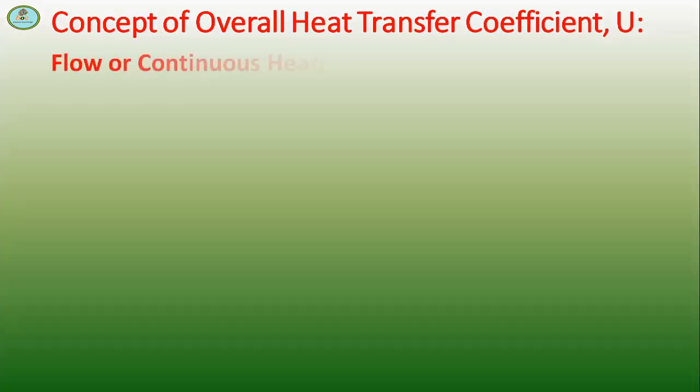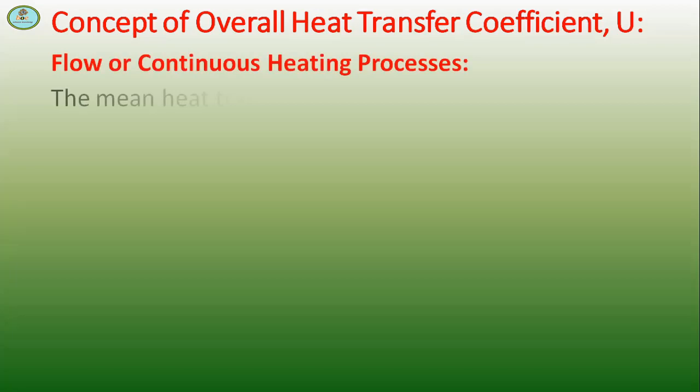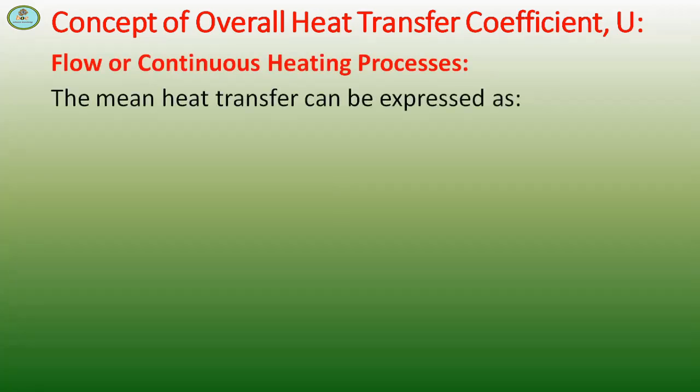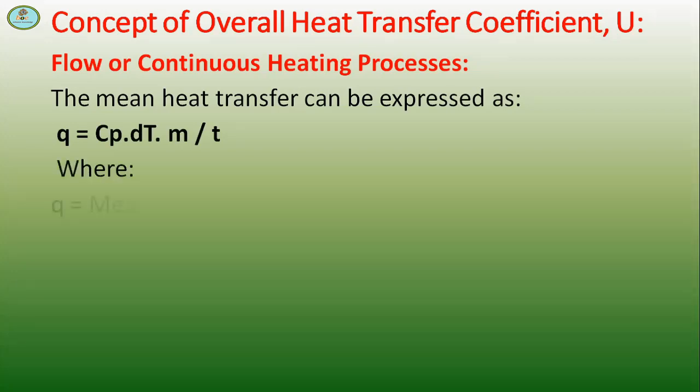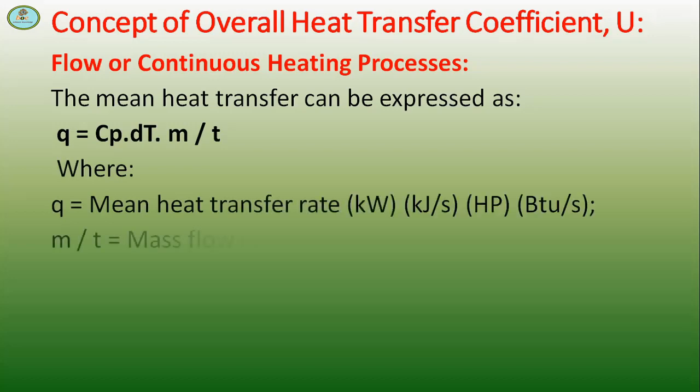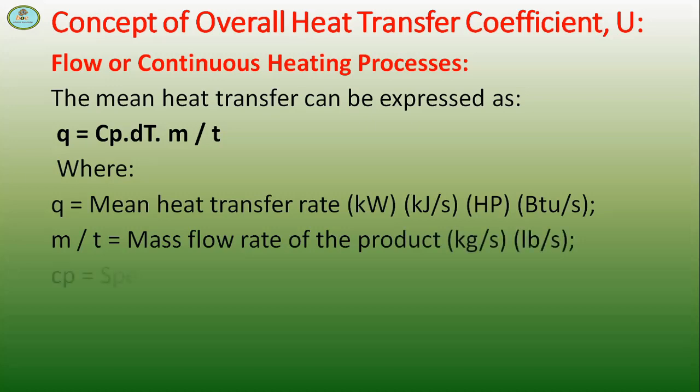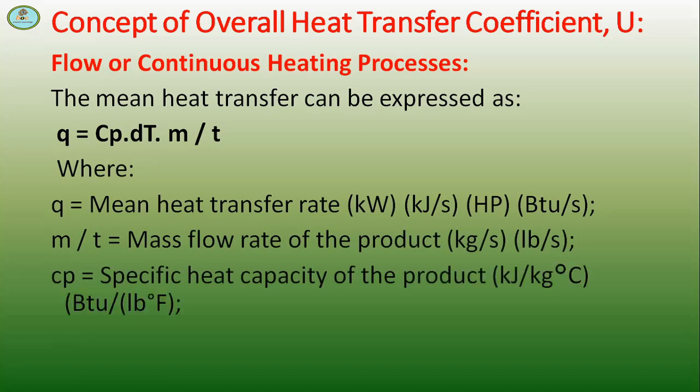Flow or continuous heating process. The mean heat transfer can be expressed as follows. Q is equal to Cp into dT into m upon T, where Q is mean heat transfer rate and m upon T is mass flow rate of the product. Cp is specific heat capacity of the product and dT is change in temperature of the fluid.